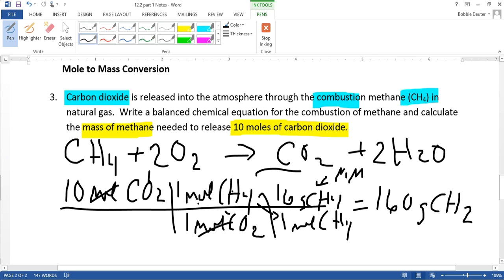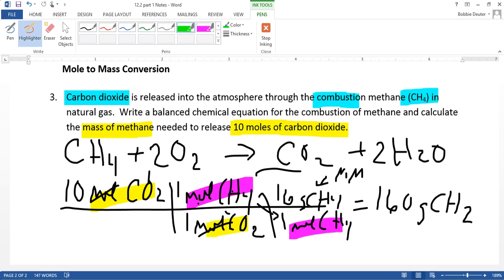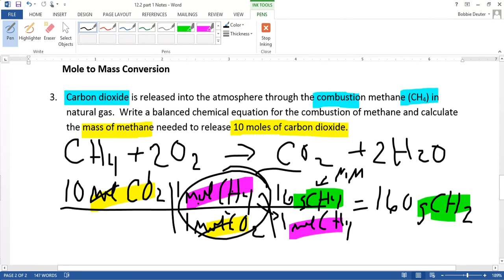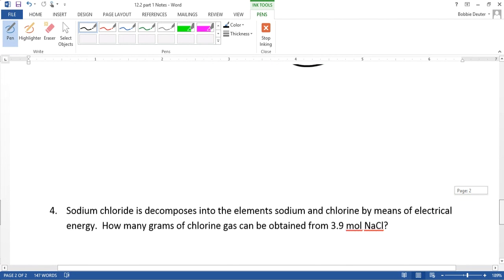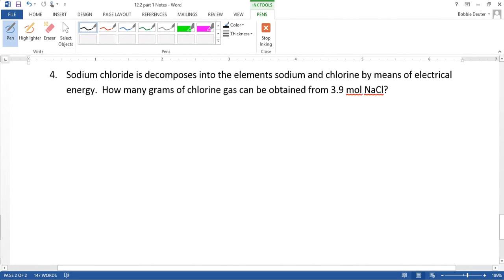Now note, there's a diagonal relationship with our labels because they have to cancel out. The label here should be the same as the label in your answer. This is your molar ratio, and this is your molar mass, and those become really important to know. Again, that's from last chapter. So let's do another one of these problems.